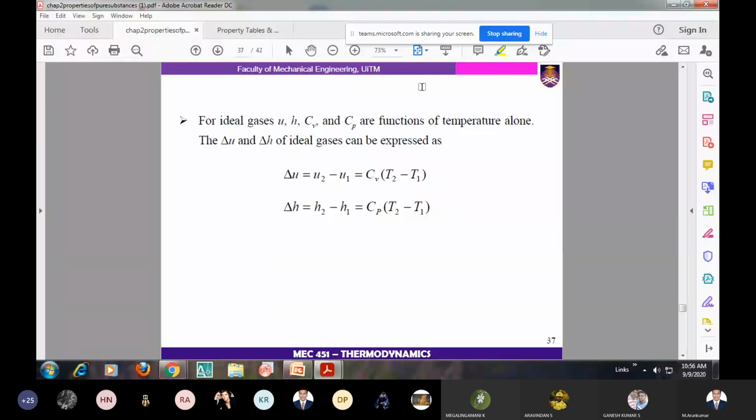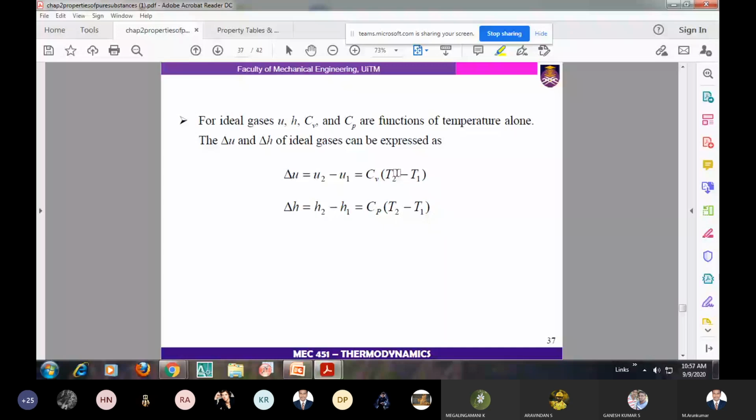So U2, so U is equal to Cv dt. So we can replace this. U2 will be Cv dt minus U1 will be Cv dt again. So we can take the Cv common, we can take Cv change in temperature. So it is Cv delta T.